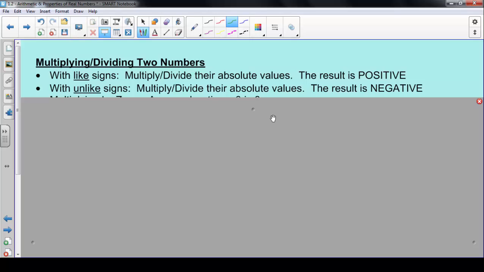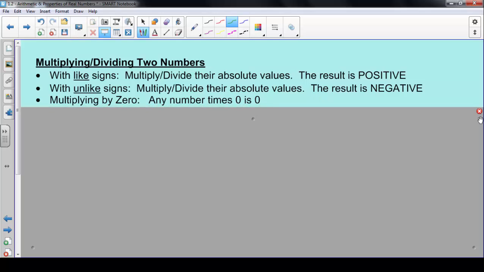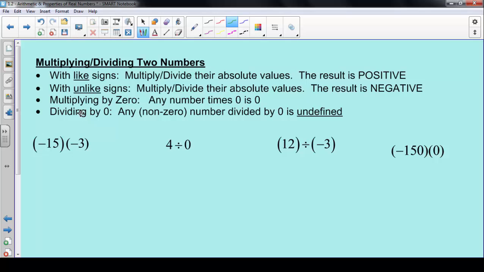So now when we multiply or divide two numbers with like signs, once again, remember both positive, both negative, the result is always going to be positive. If you have unlike signs, so one's positive and one's negative, the result is going to be negative. Anytime we multiply by 0, we get 0. And anytime we divide by 0, we get undefined.